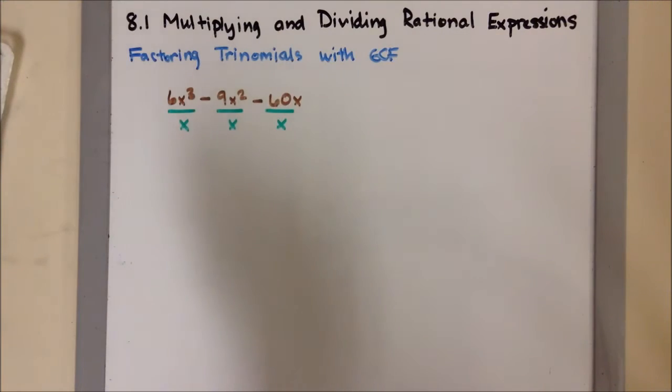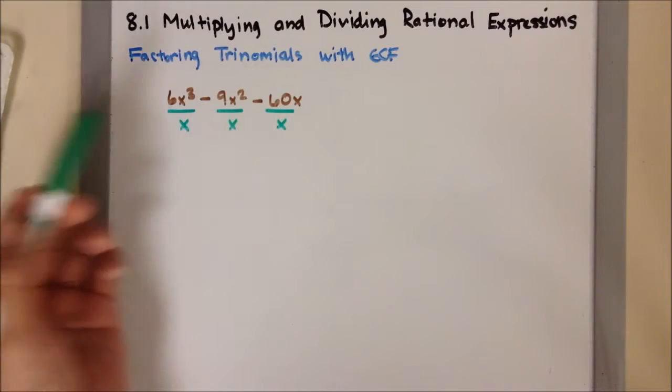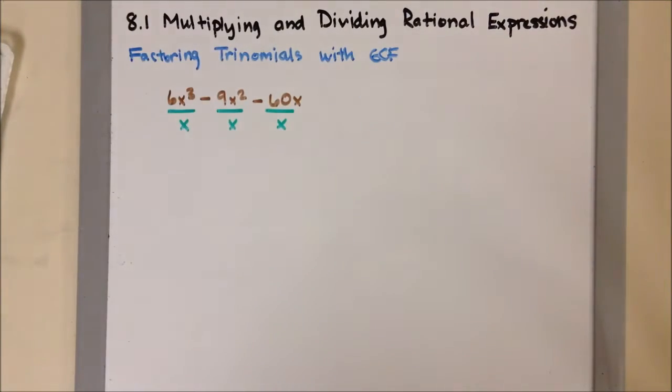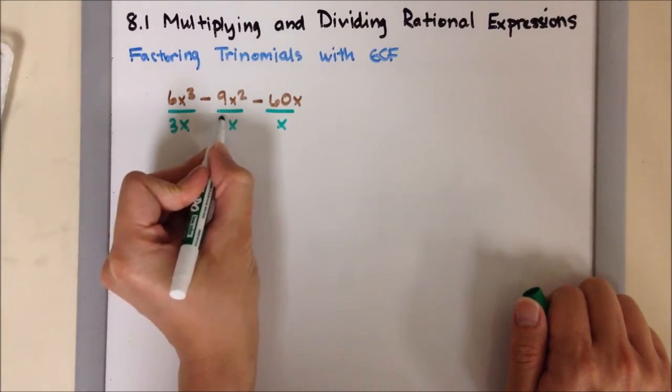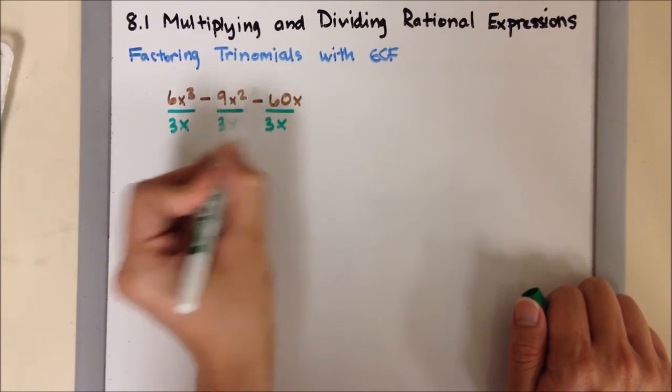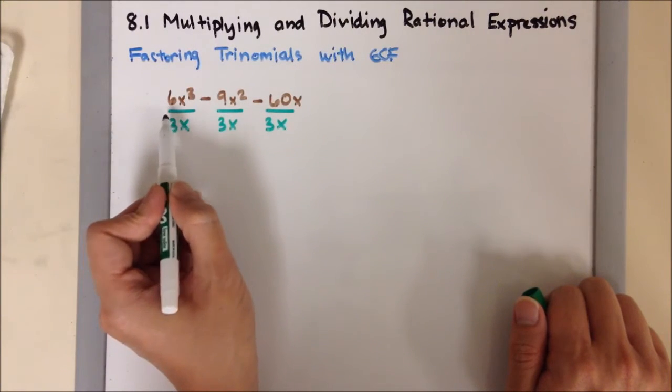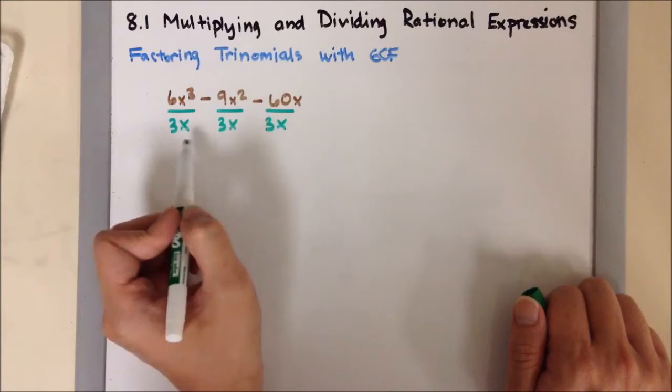Now some might assume that 6 can go into all three terms. The issue is 6 won't be able to go into 9. So let's think of another number, maybe something lower. 3 perhaps. 3 can go into 6 2 times. 3 can go into 9 3 times. And 3 can go into 60 20 times. So my greatest common factor is 3 for the numbers. So my GCF for this example is 3x.